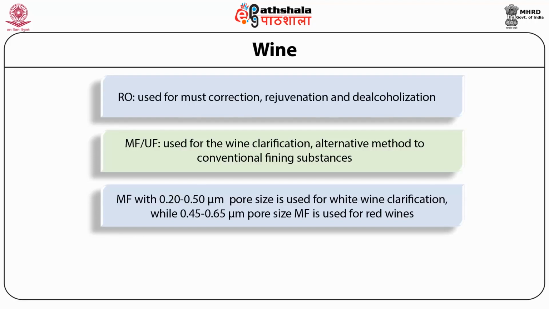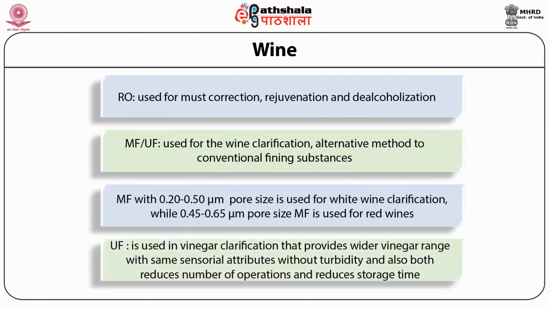Rejuvenation of older wines is normally done through the RO process, which removes the water, alcohol and other substances responsible for adverse aroma, followed by the addition of mineral-free water during the diafiltration process. Alcohol content of the wines is also tailored in the same manner as discussed above for beer. Clarification of vinegar employing UF not only provides a wider vinegar range with the same sensorial attributes without turbidity, but also reduces the number of operations and the storage time.